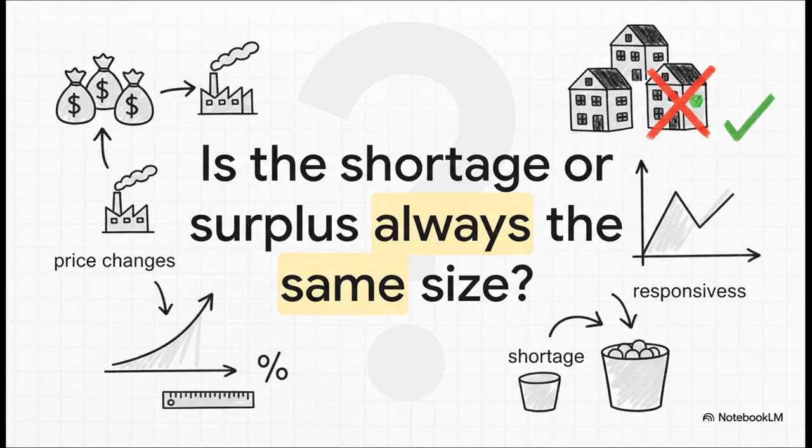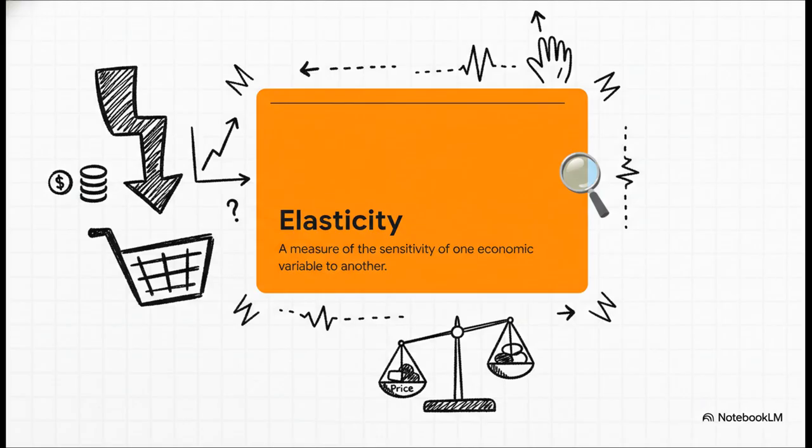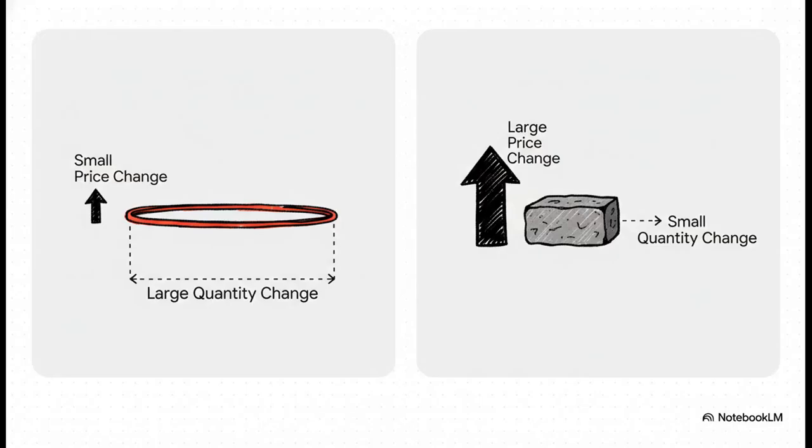Does putting rent control in San Francisco create the same housing shortage as it would in a small town? No way. And the reason for that difference lies in a simple idea. How sensitive are buyers and sellers to a change in price? Elasticity is really just a fancy word for responsiveness or sensitivity. In plain English, it's just asking, when the price of something changes, how much do people react? Do their buying and selling habits change a lot or just a little bit? That's all elasticity is measuring, but it is the absolute key to understanding the size of the effects we've been talking about.